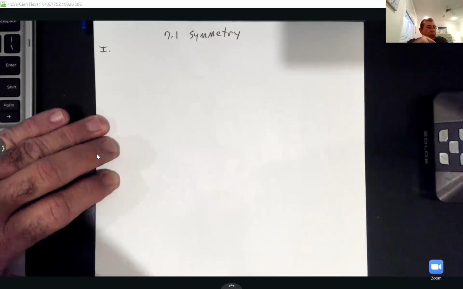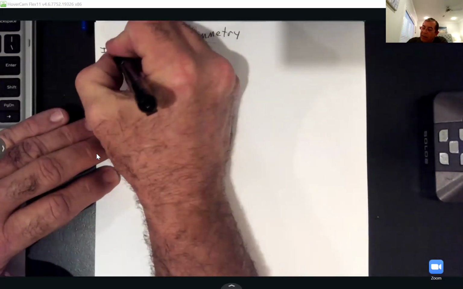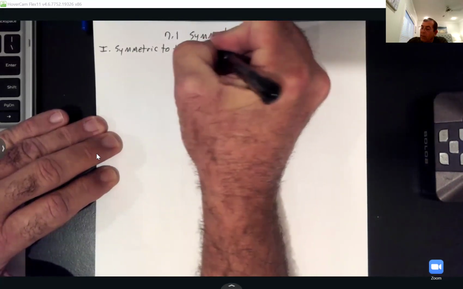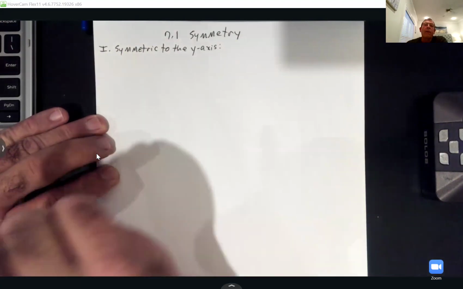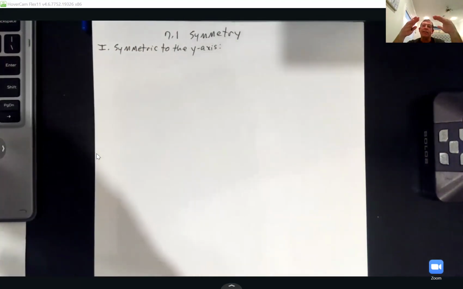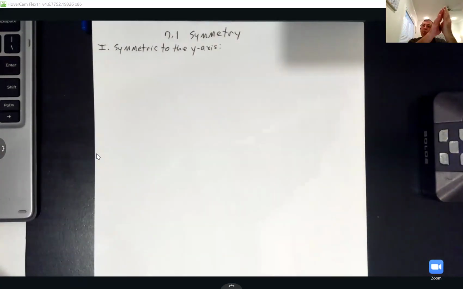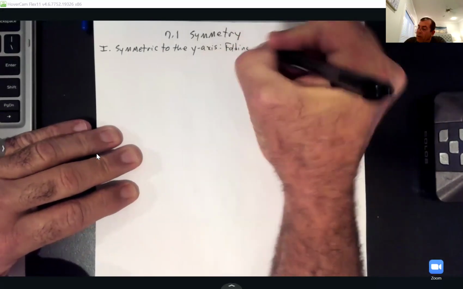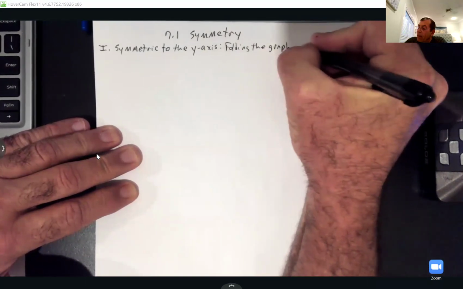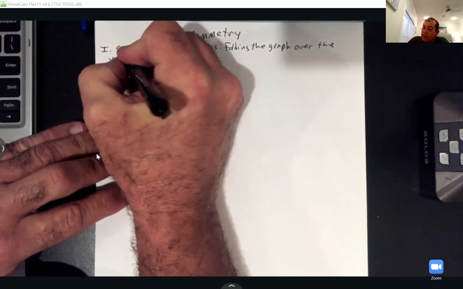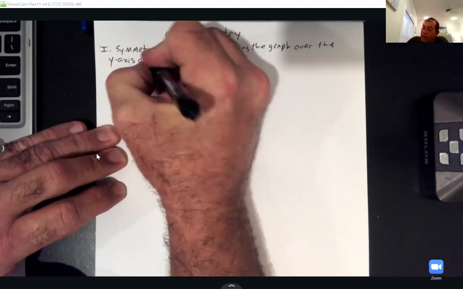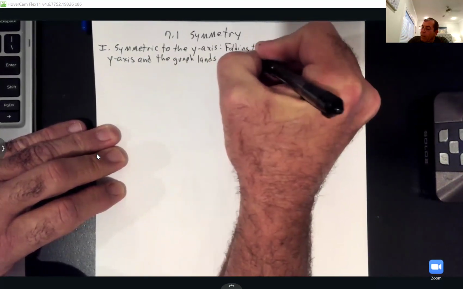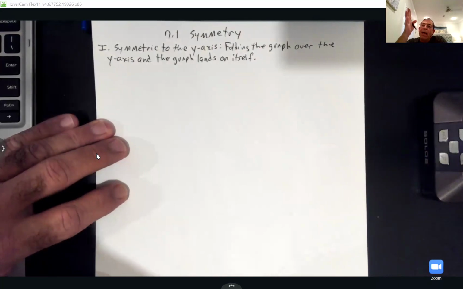So, y'all, the first type of symmetry we look at is what we call symmetric to the y-axis. If a graph is symmetric to the y-axis, you can take the graph and fold it over the y-axis and it'll land on itself. So, folding the graph over the y-axis, and the graph lands on itself. It's almost like that. The y-axis is sort of cutting it in half.